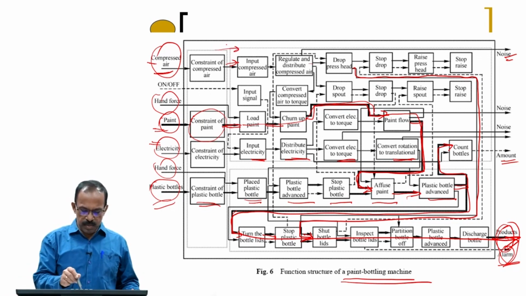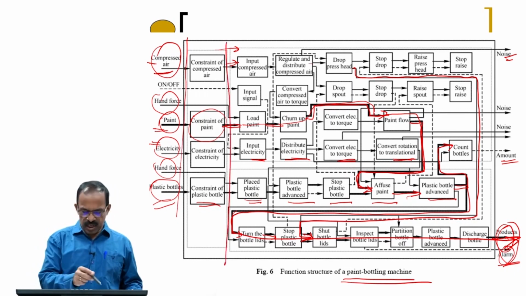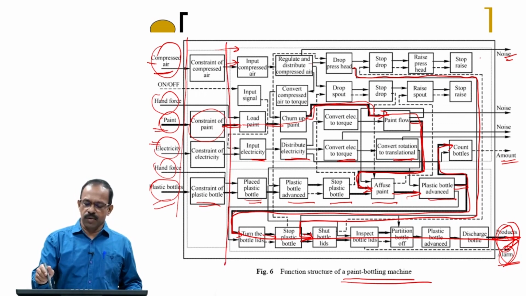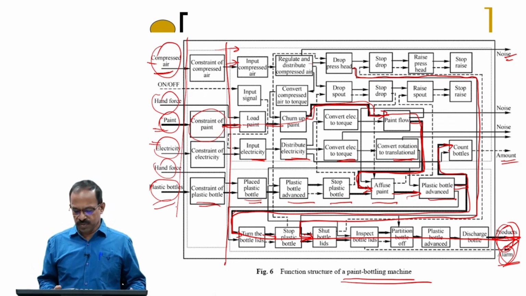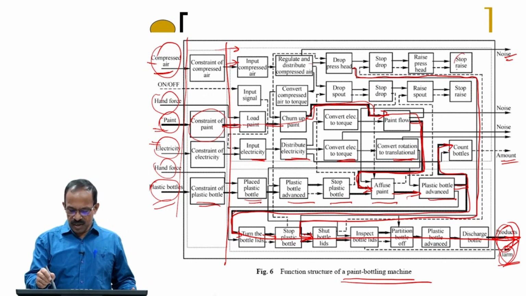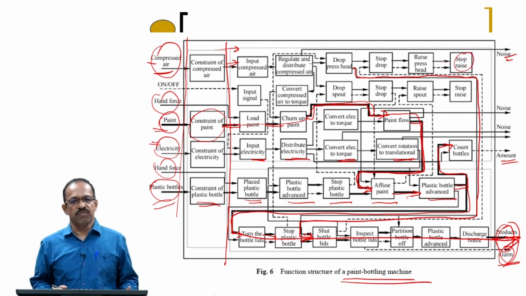So, this way you will be able to decompose the functions of this mechanism by looking at the individual flows. And again you can see all these are using the functional common basis to represent the functions.